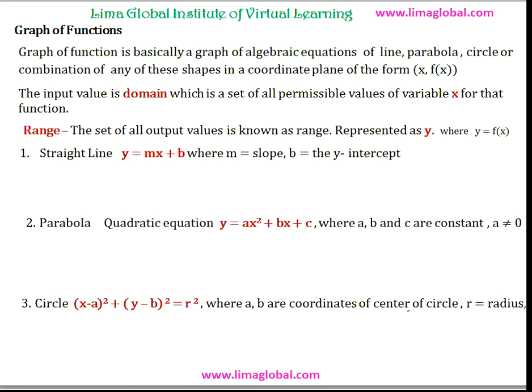Algebraic equations for geometrical shapes for the graph of functions covered in GRE are: number 1, straight line, second is parabola, third is circle. So the equation for straight line is y = mx + b, where m is slope and b is the y-intercept. Y-intercept means the point at which line intersects the y-axis. So the graph of this equation will be of this nature.